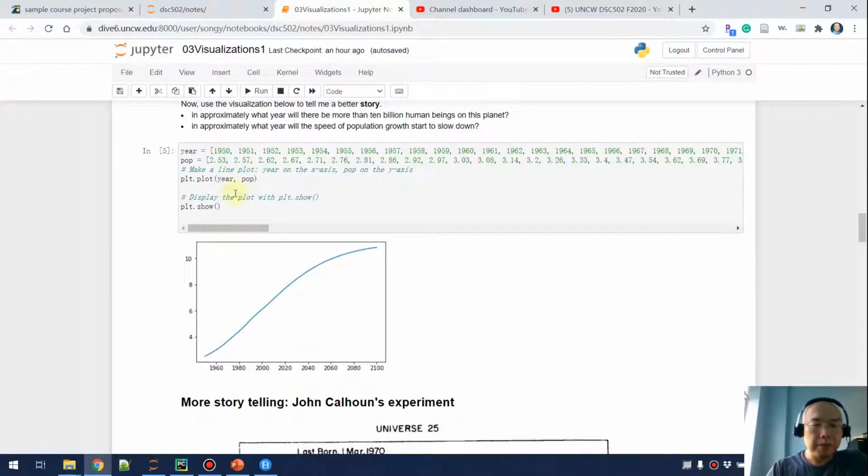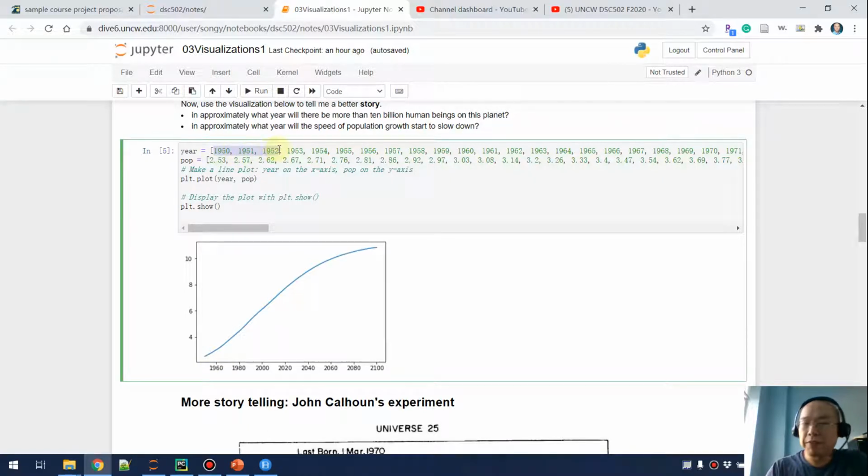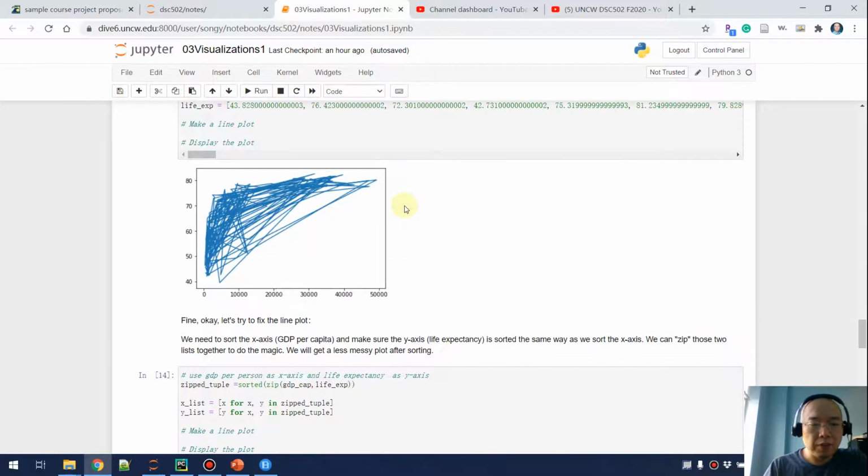From this axis, we are using the year, right? And this is 1950, 1951, 1952. So we have the pairs of the data sorted. The year, which is the x-axis, is already sorted. Okay, and then let's move down and talk about this.